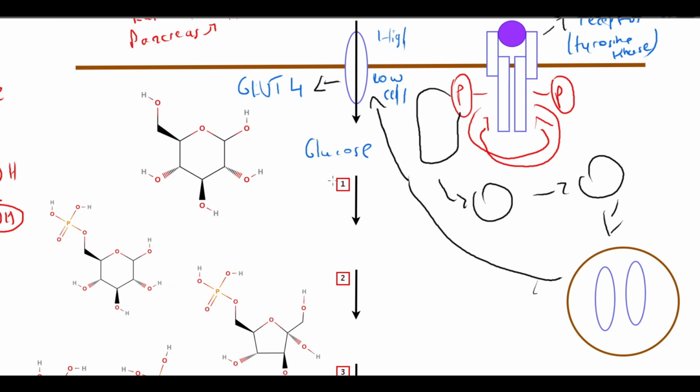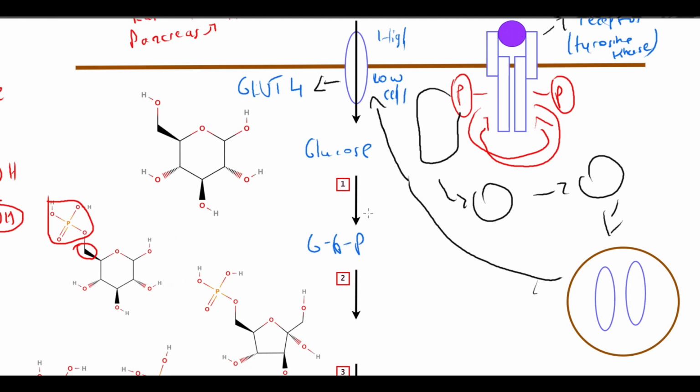Now the first thing that glucose does when it's in the cell is it becomes phosphorylated. So now you have glucose 6-phosphate, because we added phosphate to the 6th carbon. This is glucose, and this is glucose 6-phosphate. And here we're adding a phosphate group to the 6th carbon.